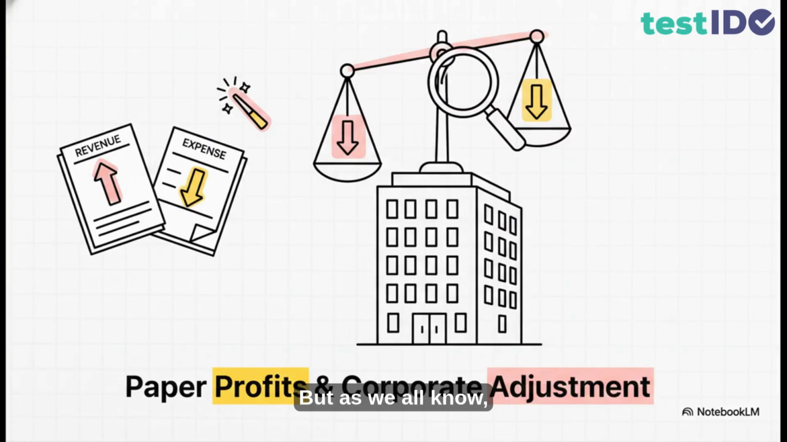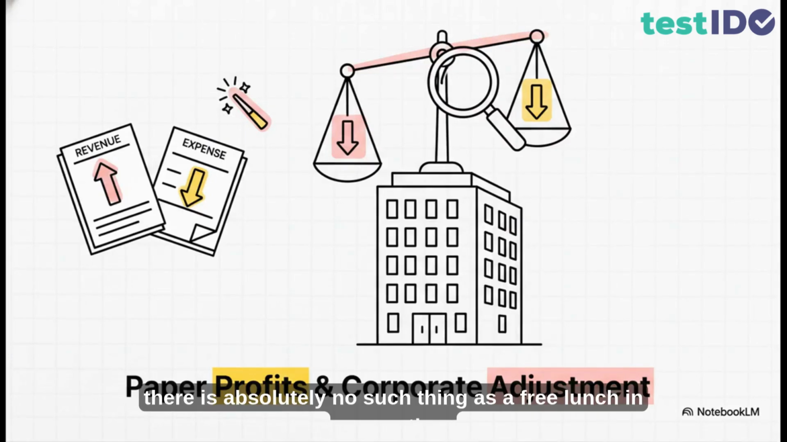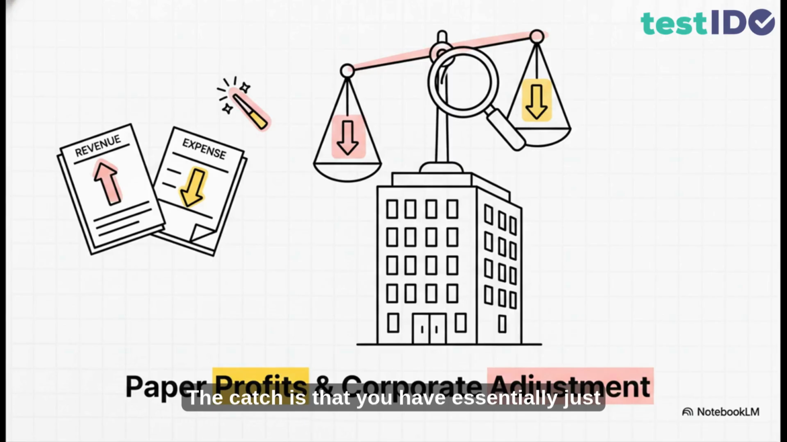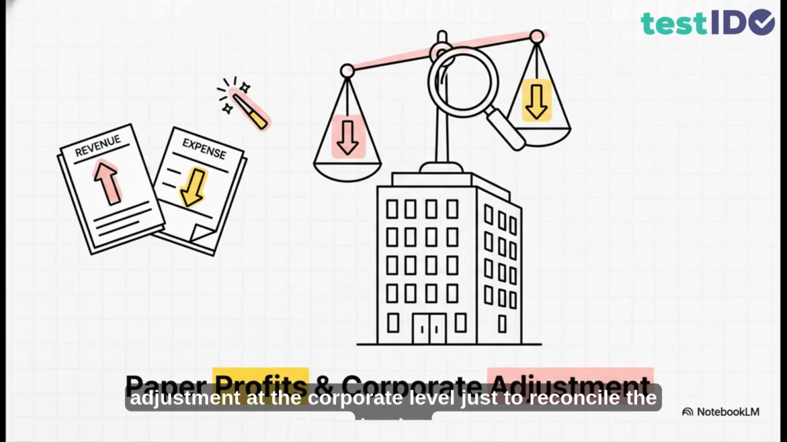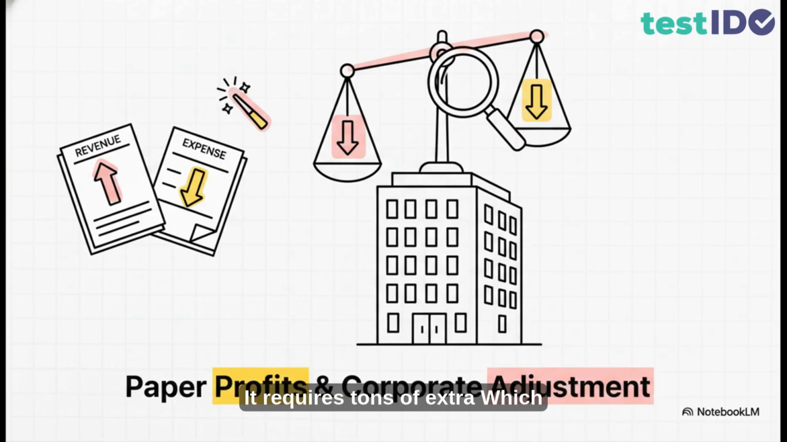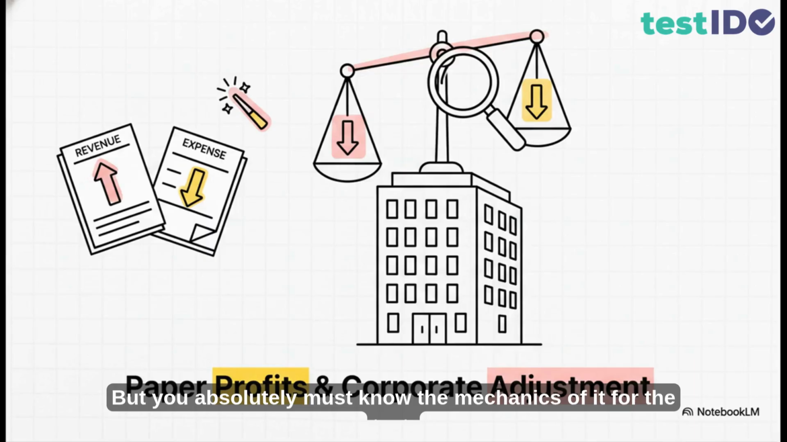But as we all know, there is absolutely no such thing as a free lunch in accounting. The catch is that you have essentially just created profit out of thin air on paper. The seller's revenue does not match the buyer's expense. So to fix this illusion, the company has to make a massive adjustment at the corporate level just to reconcile the books. It requires tons of extra administrative work, which is exactly why it's rare in practice. But you absolutely must know the mechanics of it for the test.